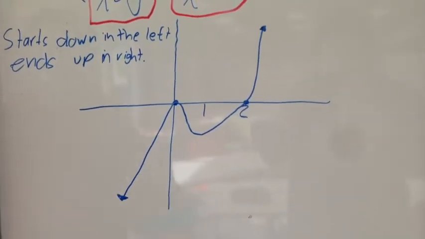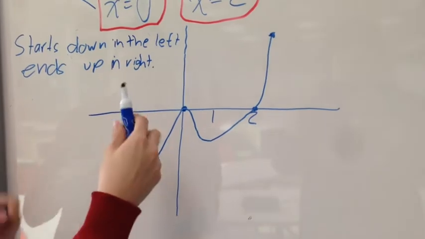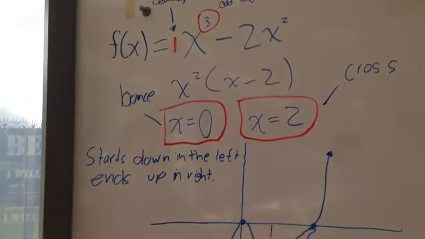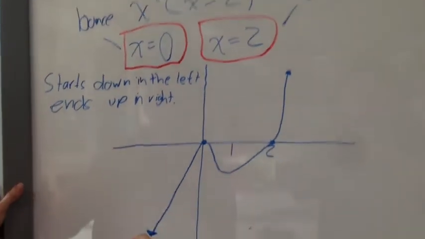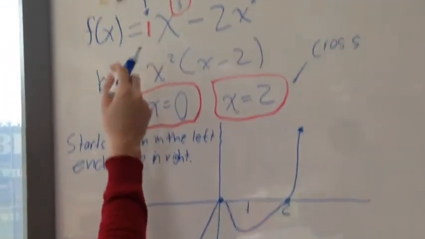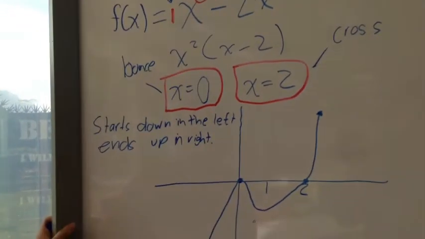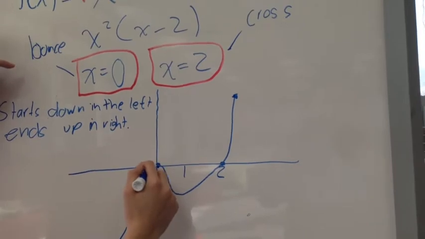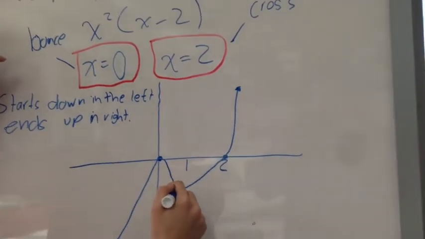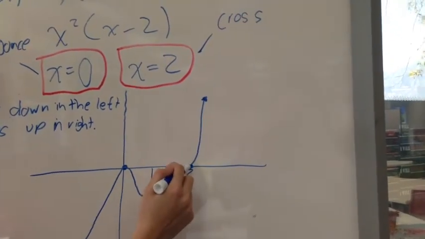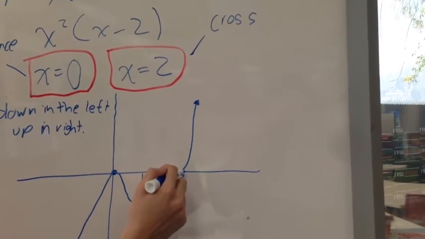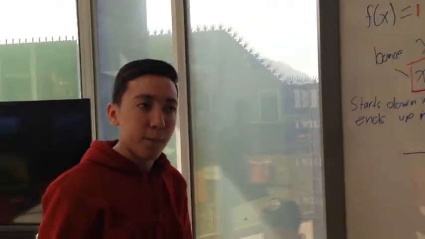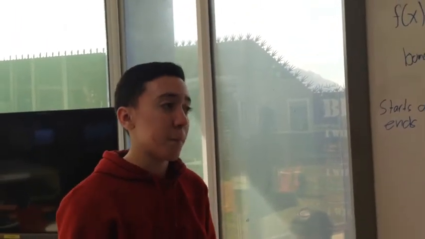We are going to start down on the left, because here we have an odd degree, as I said, and a positive leading coefficient. So we start, and then it bounces at 0,0, then it goes here, and then it crosses at 2, and it all goes up.